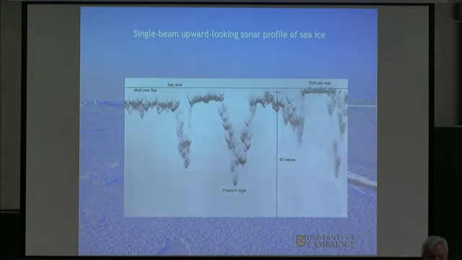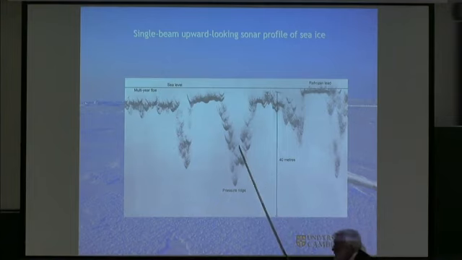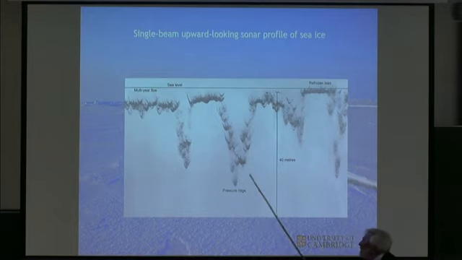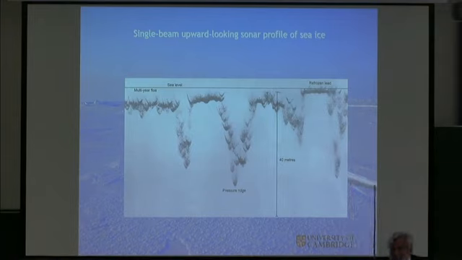So, the results that come out of this was early work where you're using a wide beam sonar or relatively wide beam sonar. So the first thing you see when you first look at these profiles is how impressive the pressure ridges are. This one is about 30 to 40 meters deep. There are ridges that have been measured up to 55 meters deep.